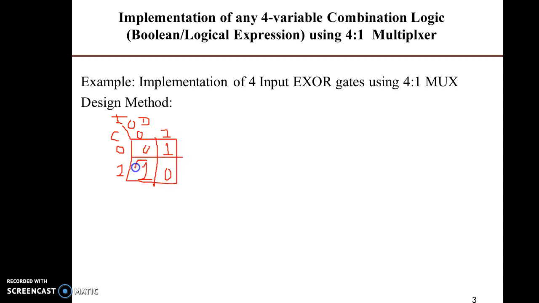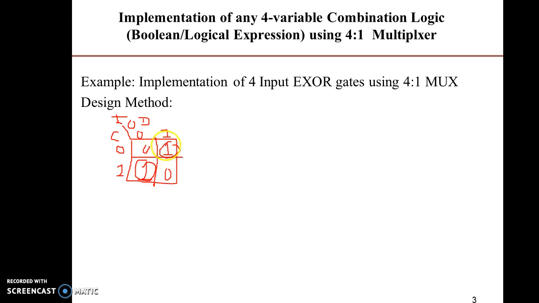So here I am going to get a grouping of this single one and a grouping of this single one. This cell is nothing but the intersection of row 1 and column 0. So this row 1 is applicable to the C variable and this column 0 is applicable to the D variable. So here it is nothing but C D bar.